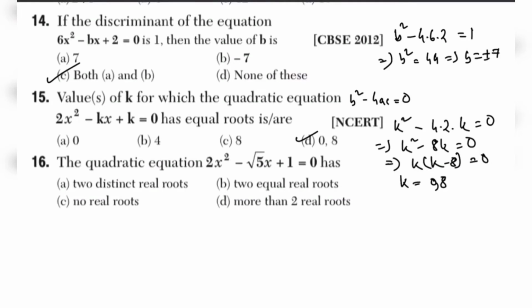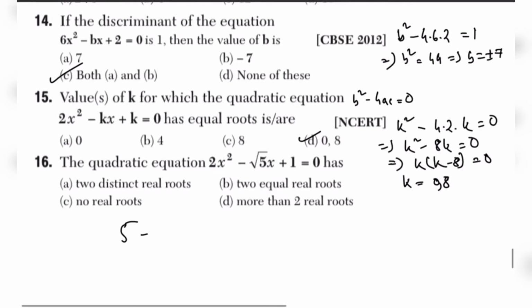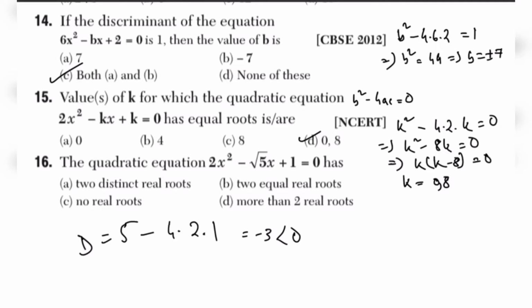Quadratic equation, 2x square minus root 5x plus 1 equal to 0 has... So this again is a discriminant question. Let's find the discriminant quickly. The discriminant here is minus root 5 whole square, so that is 5, minus 4 times 2 times 1, that is 5 minus 8, minus 3, less than 0. So no real roots is the correct option.